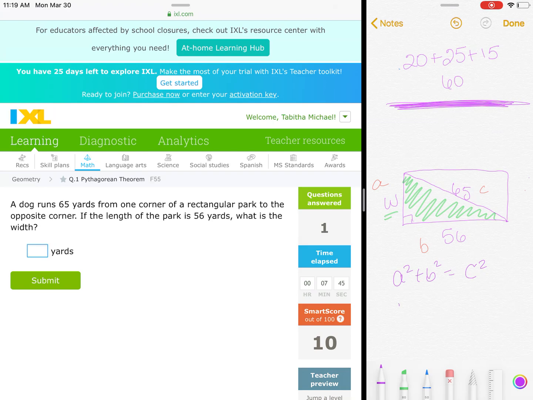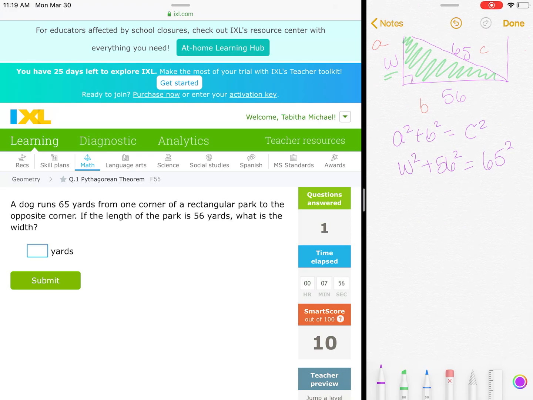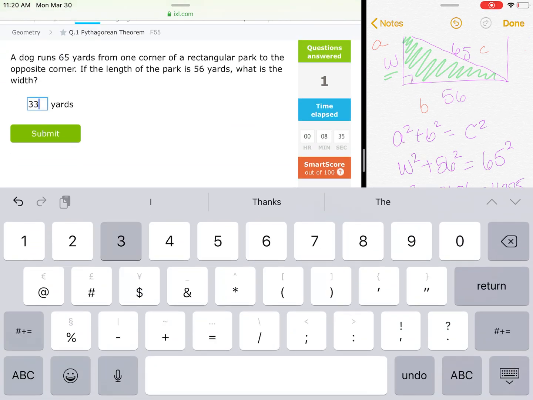So W, I could have left that A. I didn't have to substitute with W, just an old habit. 56 squared is a really big number: 3136. 65 squared is 4225. Subtract, minus that, so I get 1089. And remember, to undo the squaring, I've got to square root. That gives me a width of 33. So we can check that, make sure we did that correctly.